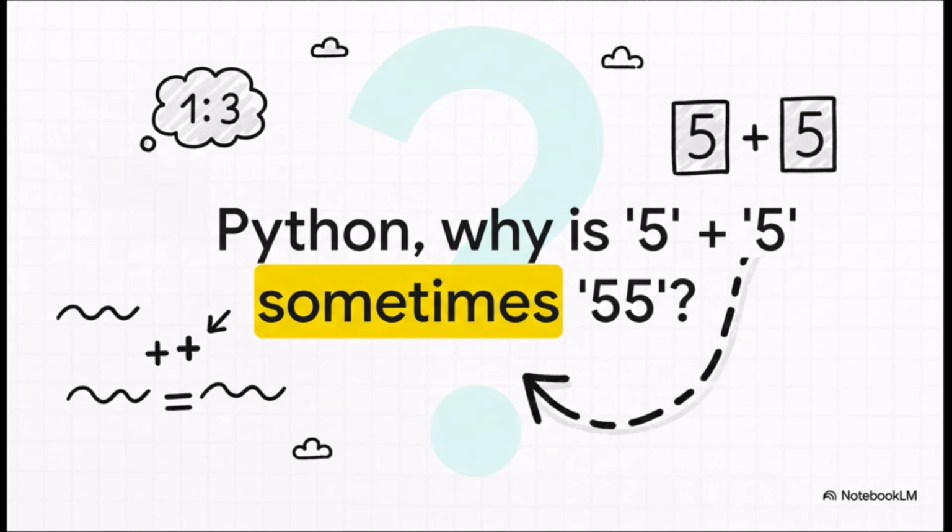First up, let's talk about a problem that has probably made every single new Python programmer scratch their head at some point. You write a program, you ask for a number, you ask for another one, you try to add them, and you get 55. What is going on there?